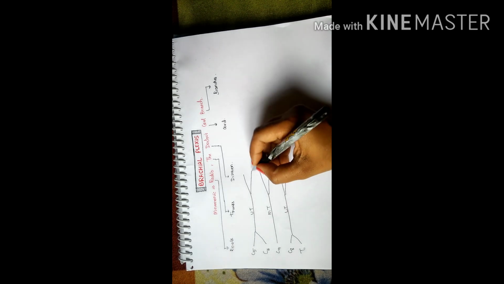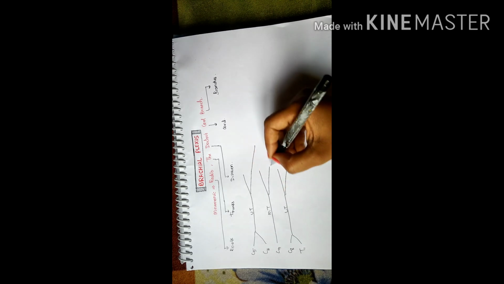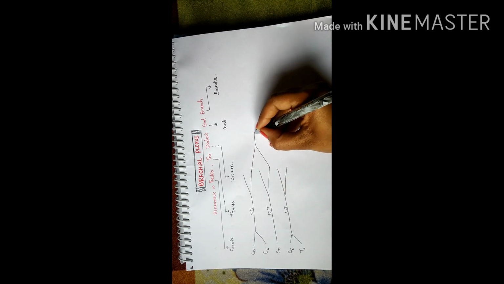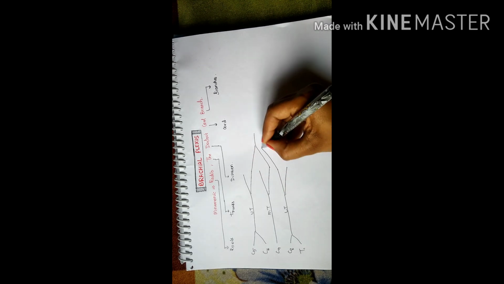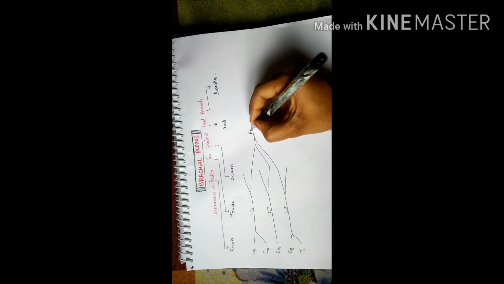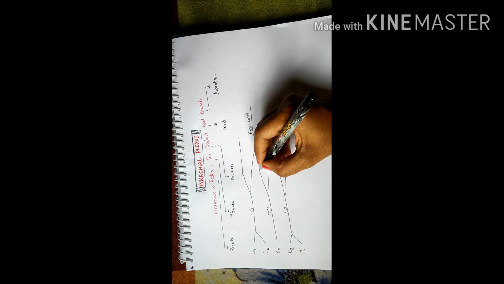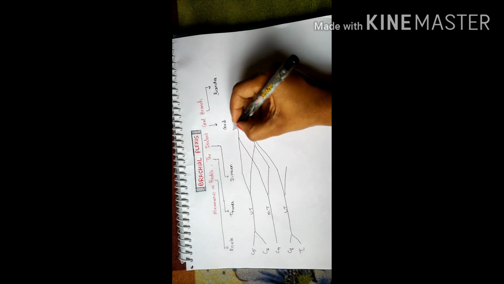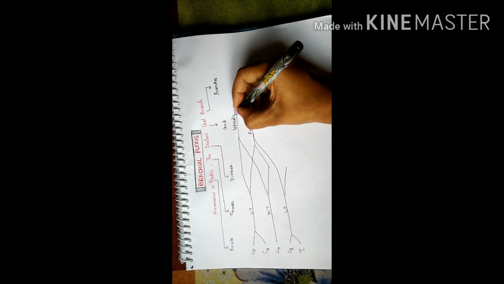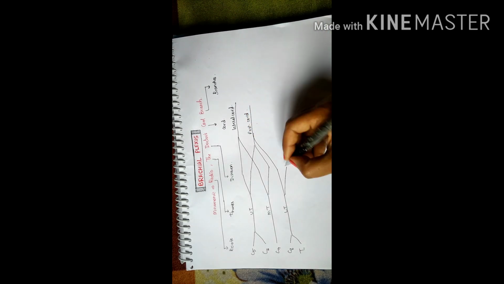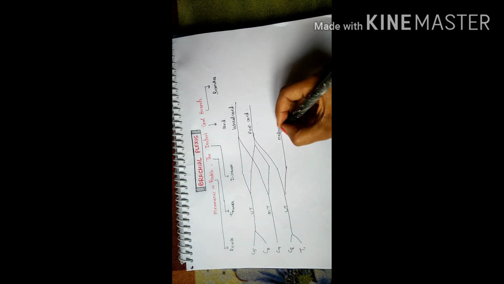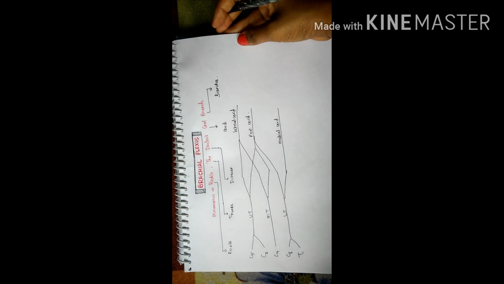Now the posterior divisions of all the trunks join to form what is known as the posterior cord, and the anterior divisions of the upper and the middle trunks join to form the lateral cord, and the anterior division of the lower trunk continues as the medial cord. Now we should remember the branches of each of the cords.